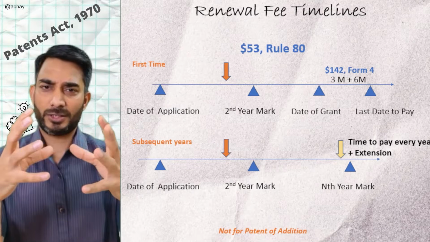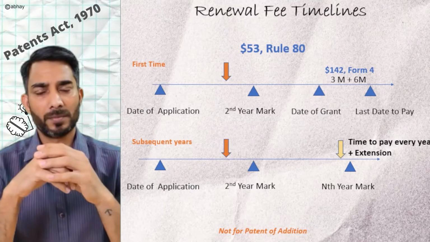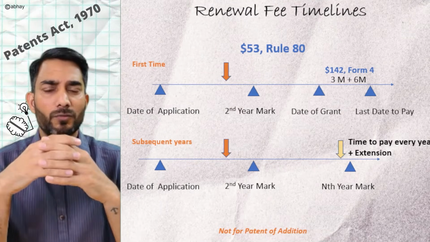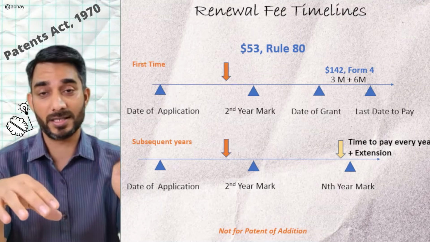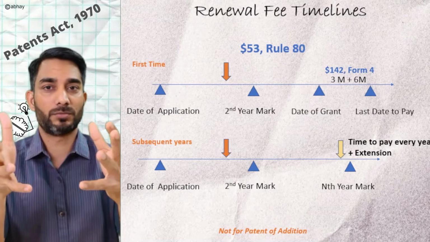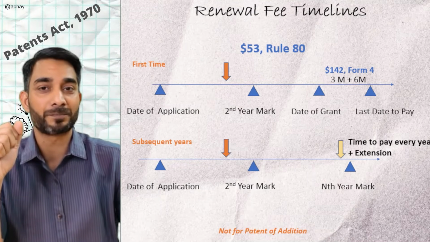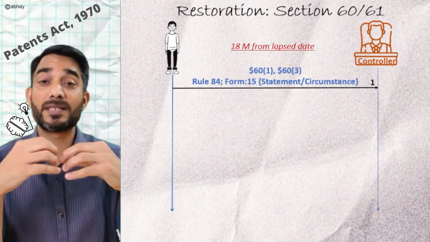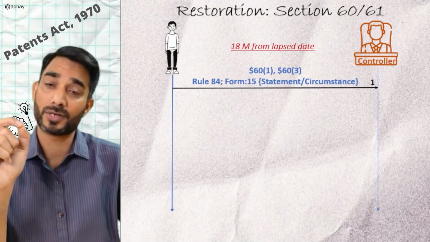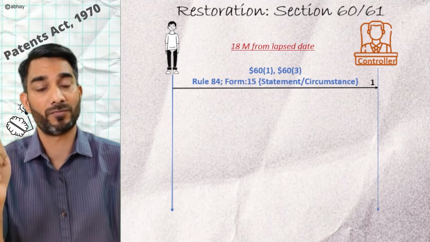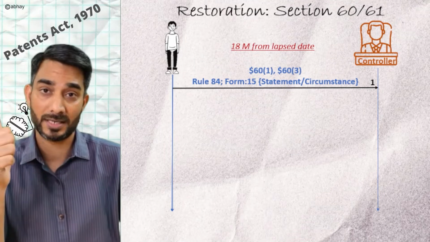So renewal fee needs to be paid to keep my patent active and enforceable. What if I forget to pay? What happens then? Your patent gets lapsed right there at the deadline. Okay, so is there a way to revive it? Yes, there is definitely a way to revive it. As per section 60.1, you can file an application for restoring your patent using Form 15. Remember, this has to be done within 18 months from the lapsed date.